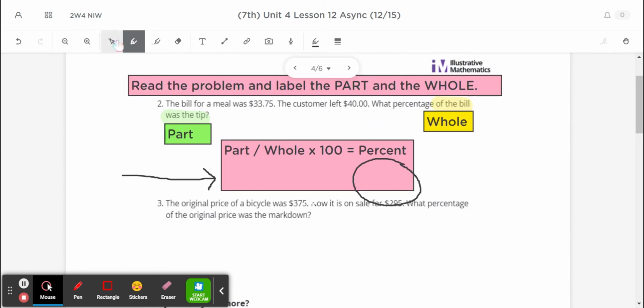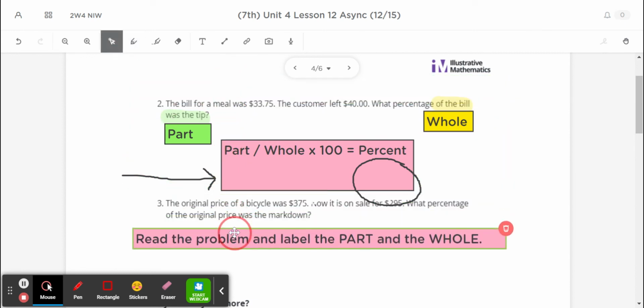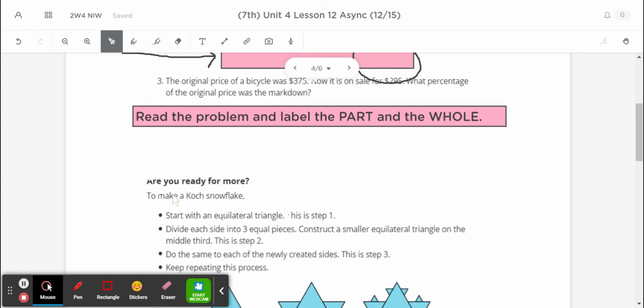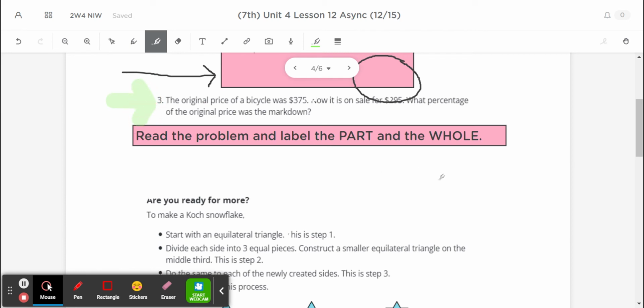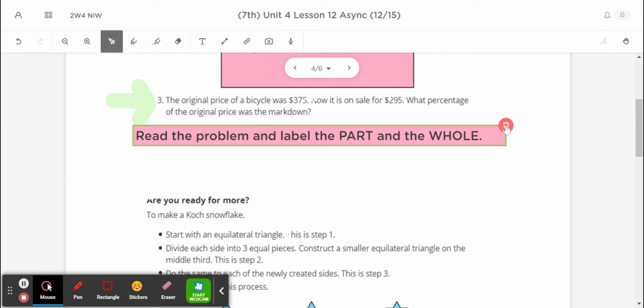I want you to follow the same directions that we worked on for question 2. Please go ahead and pause this video, read the problem, and label the part and the whole. We're focused on question 3. So read the problem and label the part and the whole in question 3. Okay, so you should have done your labeling on your own.